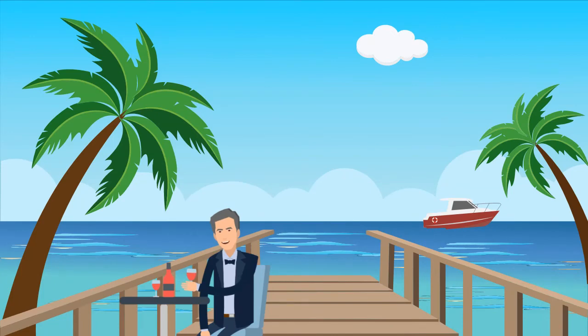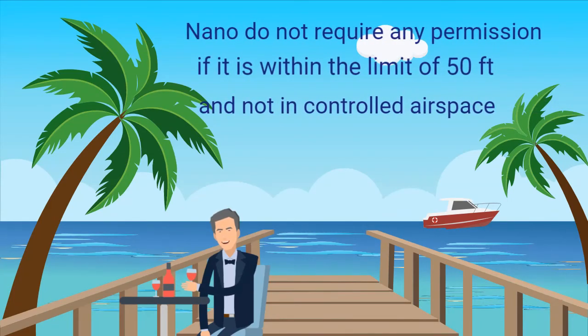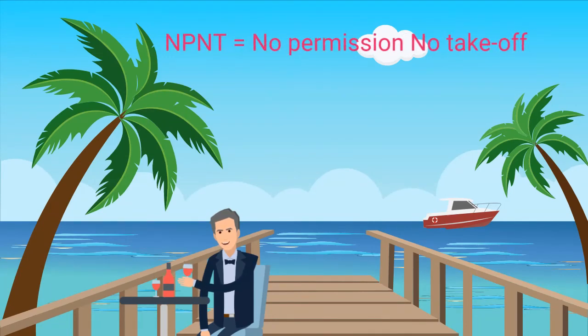Here is the next question. I got a nano drone, so do I need any permission to operate it? The answer is no, if you are using your nano drone within the limit that is mentioned, limit in the sense 50 feet is the altitude, and please make sure that you are not flying in controlled airspace. If you are using your nano drone in a controlled airspace, of course you need permission, and your drone should be NP/NT compliant. NP/NT means no permission, no takeoff. That is a firmware kind of application which is provided by DGCA for ensuring you have permission to fly your aircraft.